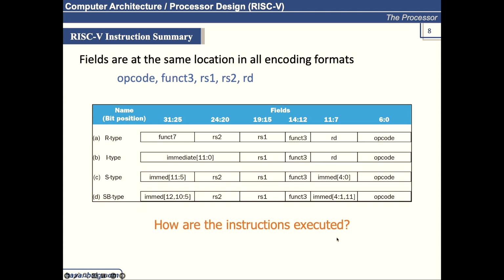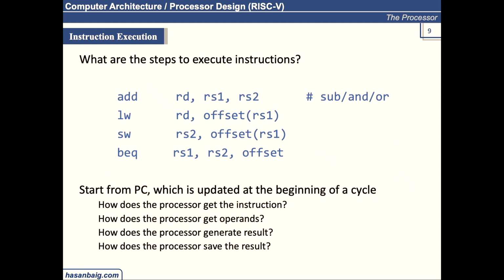So how are the instructions executed? Once we know this instruction format, we should know how the instructions are executed. To ask these questions, let's take an example of this simple instruction set, where we have this set of instructions. You should ask yourself: how does the processor get the instruction, obtain the operands, generate the results, and save the results?